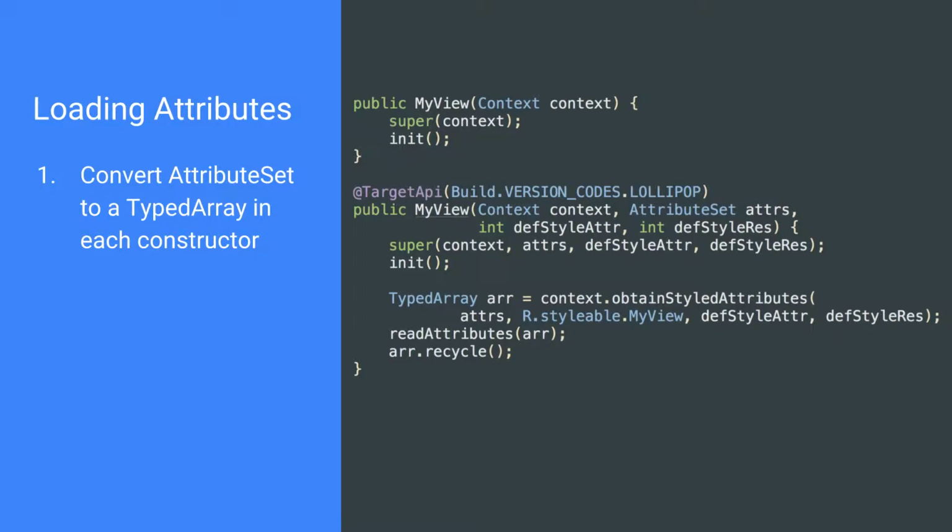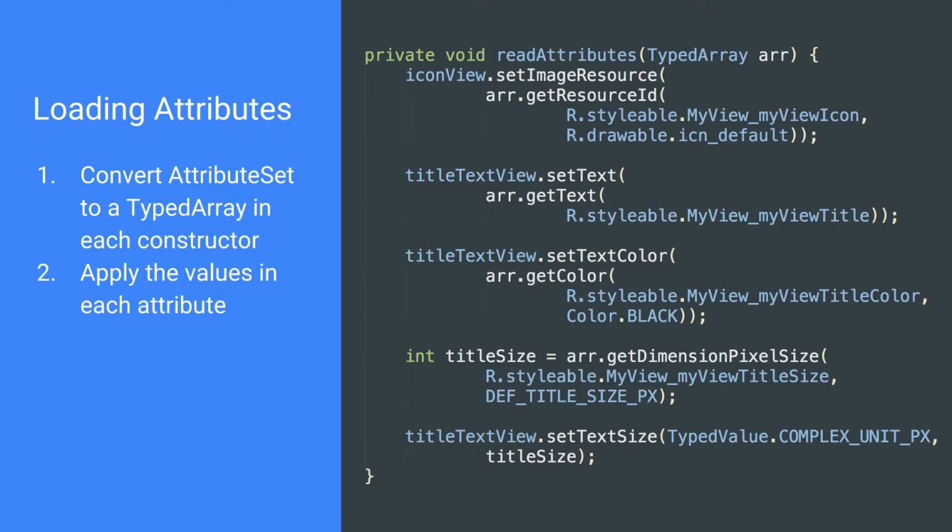All you have to do is call context.obtainStyledAttributes, pass it the array, pass it the styleable that you define, and then pass it these two values from the constructor. Then you read those, we'll talk about that in a second, and then you make sure that you recycle the array when you're done with it. You just gotta make sure that you clean it up.